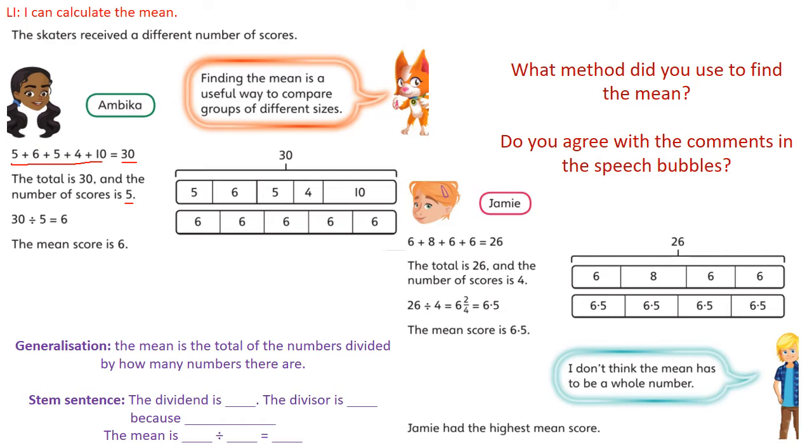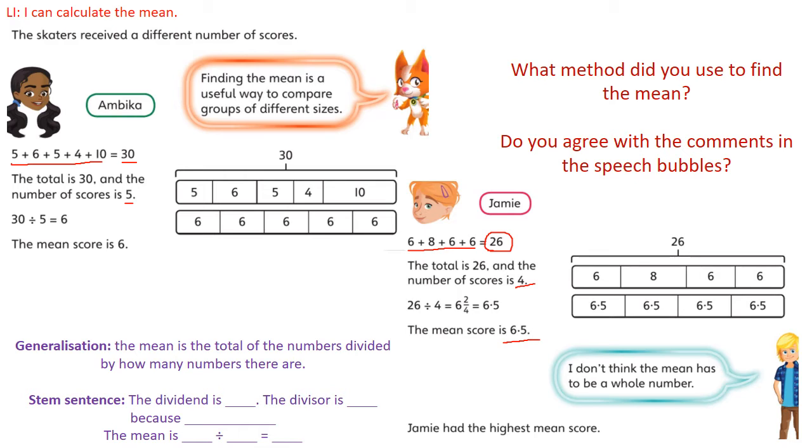And if we look at Jamie again, we add up all the scores, which gives us a total of 26. So the dividend is 26. The divisor is 4 because we had 4 judges. The mean is 26 divided by 4, which is 6.5. So again, there we've got our confirmation that Jamie has the highest score.